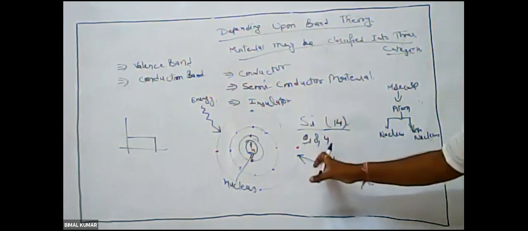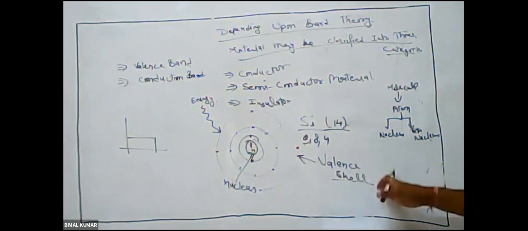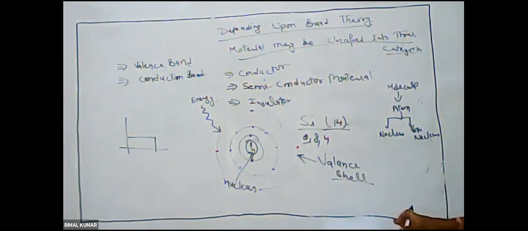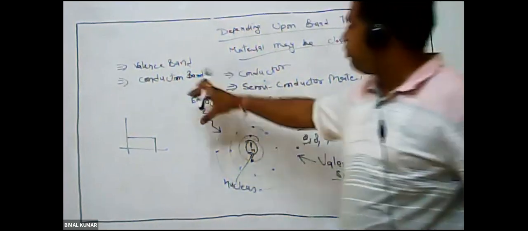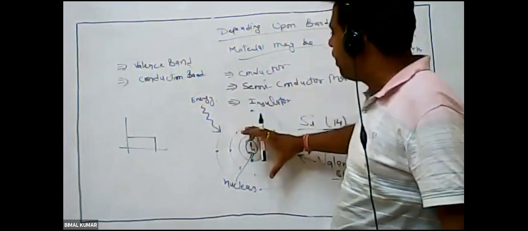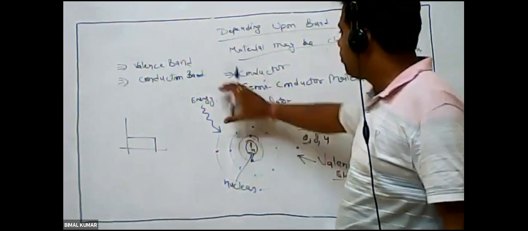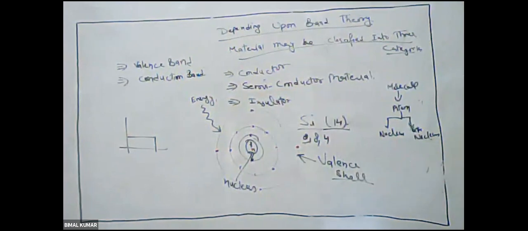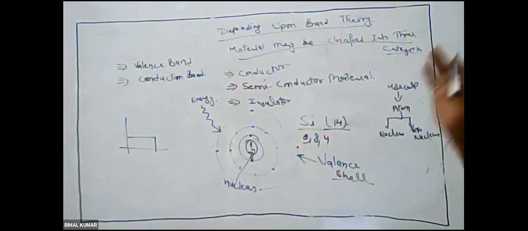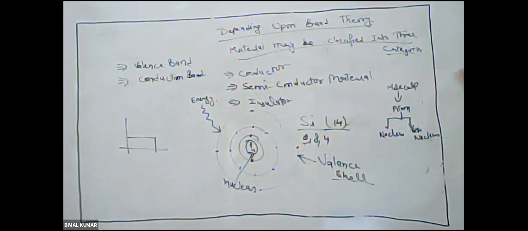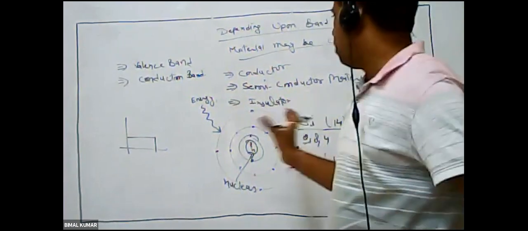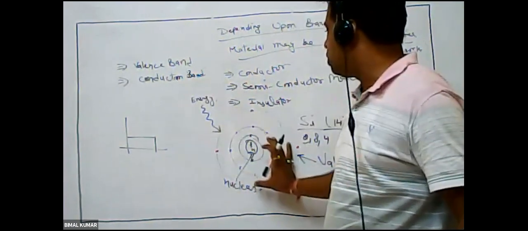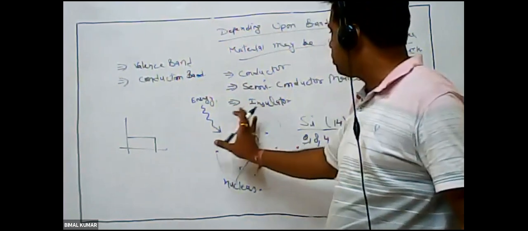Right? The outermost orbit or outermost shell is known as the valence shell or valence band. When we supply some energy to this atom, this energy may be in the form of heat energy, mechanical energy, or electrical energy also. So, whenever we supply some energy to this atom, what will happen?